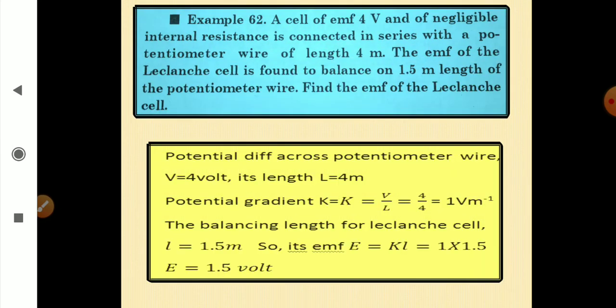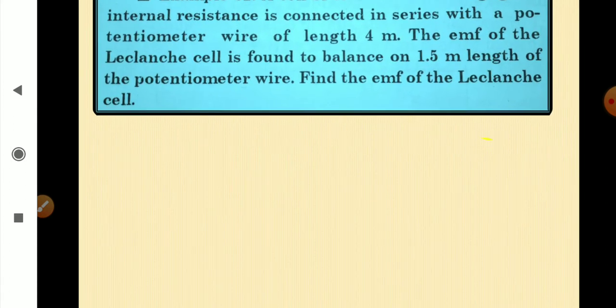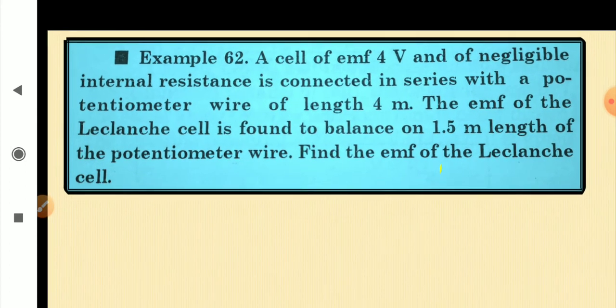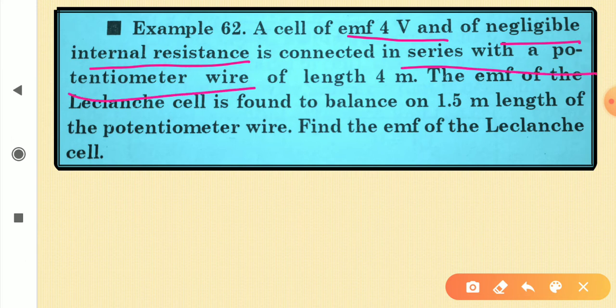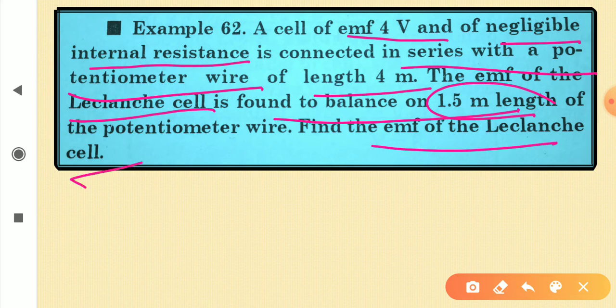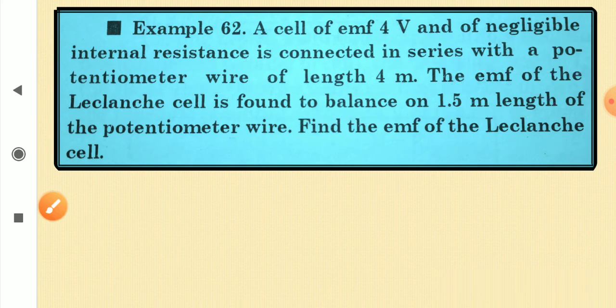And let us move to this problem of a potentiometer. Here, a cell of EMF 4 volt and of negligible internal resistance is connected in series with a potentiometer wire of length 4 meter. Now the EMF of the Leclanché cell is found to balance on 1.5 meter length of the potentiometer wire. Find the EMF of the Leclanché cell.